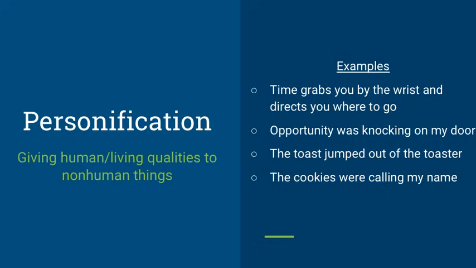With personification, we are giving human or living qualities to non-human things. What are our examples? Time grabs you by the wrist and directs you where to go. So this is time. That is our non-human object that we're talking about. And we are saying that it grabs you.